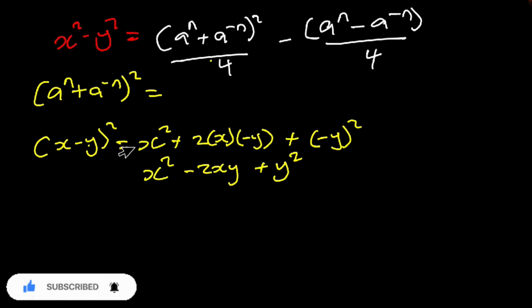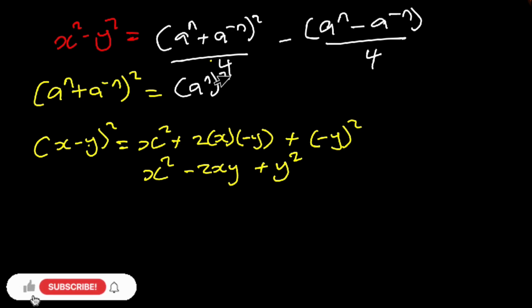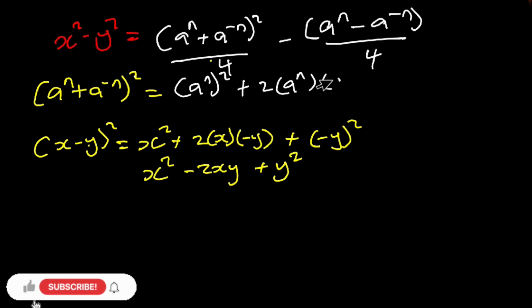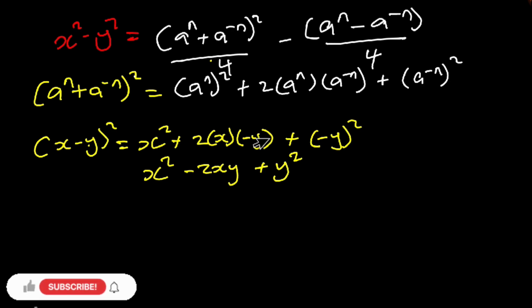So here we wrote x square. So in this place we are going to write a raised power n all squared, just the way we squared this x, then plus we are going to multiply 2 by a raised power n, and then by a raised power minus n. So this is just 2 into a raised to the power n, then into a raised power negative n, just the same way I did here. And then we are going to raise this a raised power negative n to the power of 2. So it's going to be plus a raised power negative n, then squared.